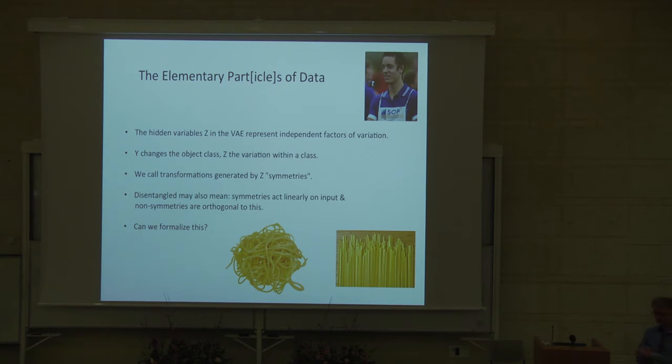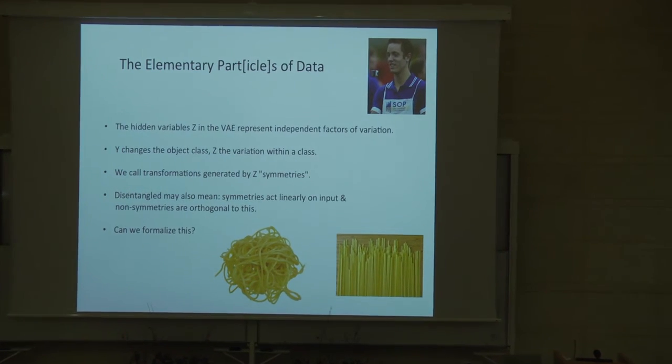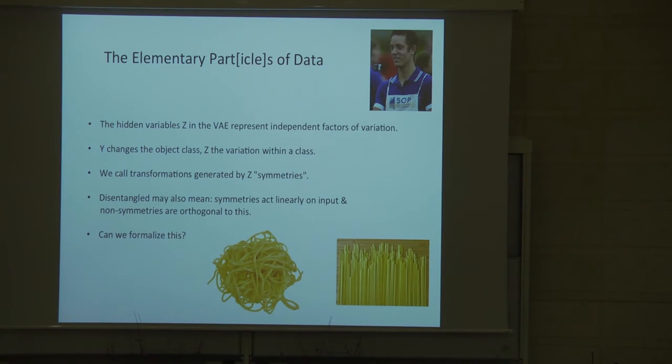Okay. So that's for the first half of the talk. But it's very interesting to see that these hidden variables Z represent the independent factors of variation. This is a very old story going back to distributed representations and so on, or even factor analysis, right? So they represent the independent factors of variation in this model, where Y represents the object class. And so Y changes the class, and Z changes within a class.